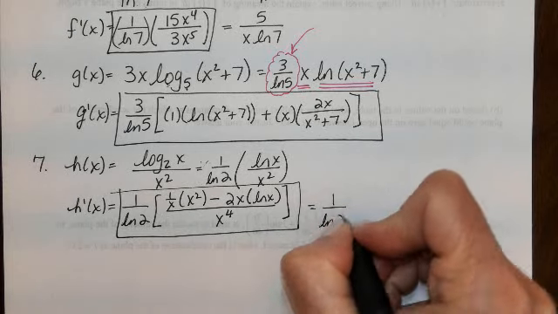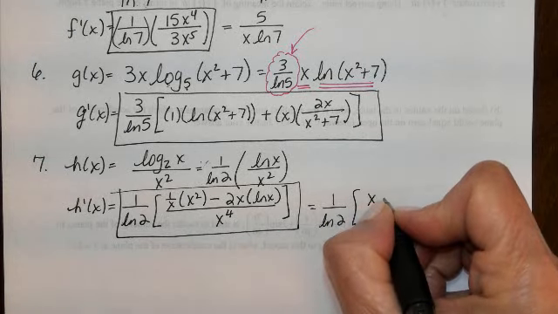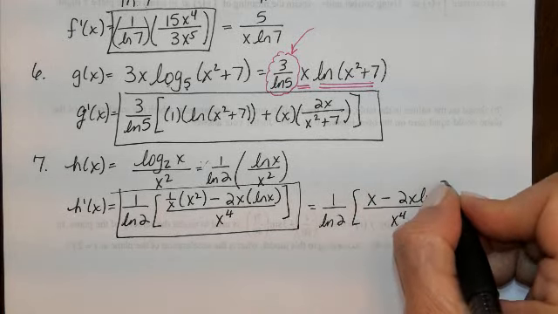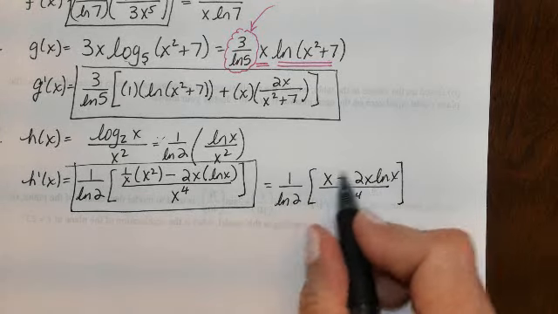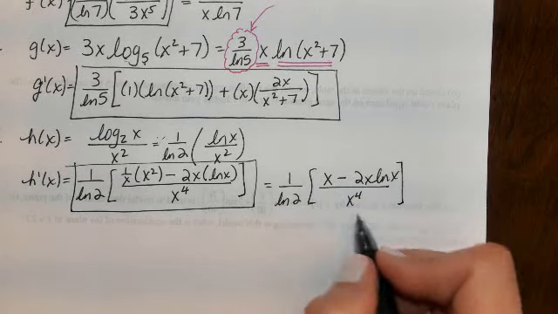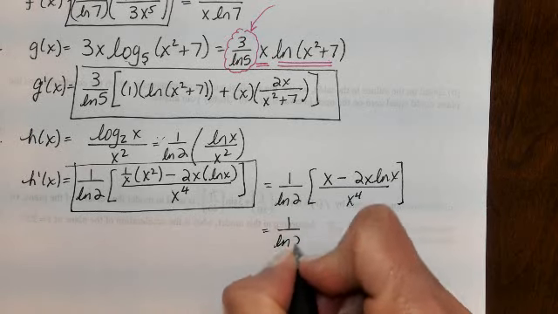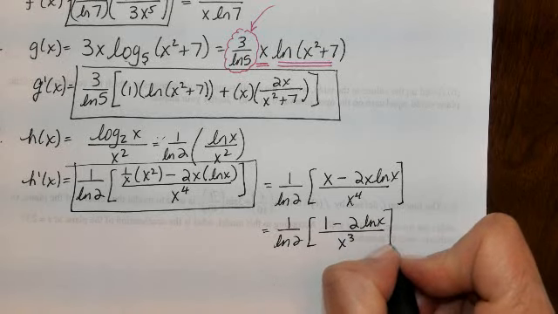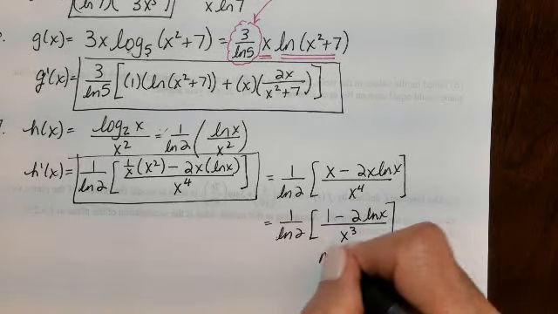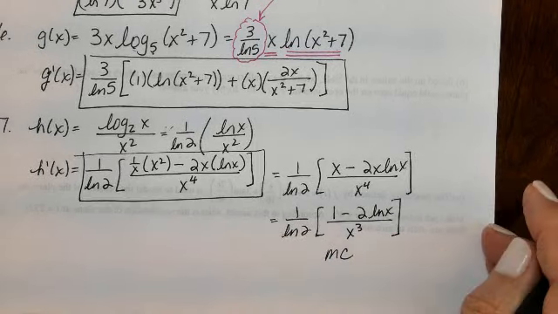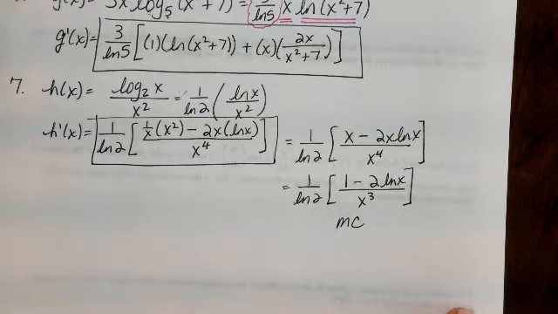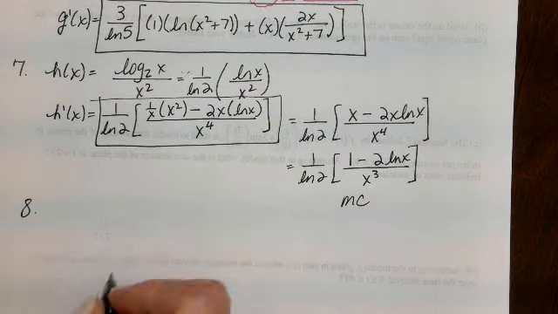So 1 over ln 2 times x minus 2x ln x over x to the 4th. There's an x in every term, and if there's an x in every term, you can factor it out and then reduce it. So this will be 1 over ln 2 times 1 minus 2 ln x over x cubed. This would be the multiple choice answer, or it could be a multiple choice answer. Sometimes they will rewrite this with the log base 2 again, but I kind of like this method here. All right, number 8, last one.